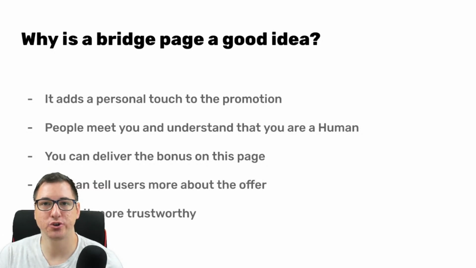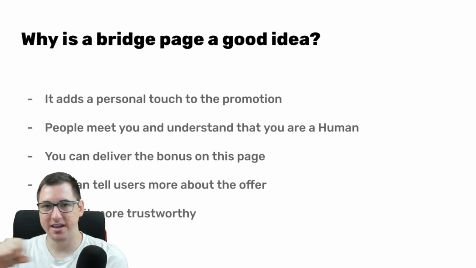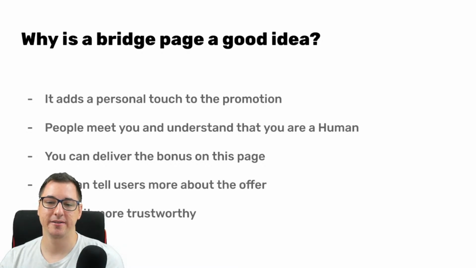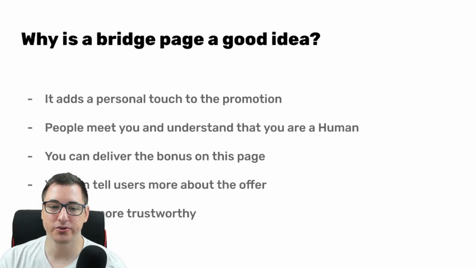So this bridge page could work as a download page. You could use that as a download page as well. You can just say, if you see here below, you can see a text link. You click on it and you can download the freebie that I offered earlier. It's just a very simple one-click. You could also tell users more about the offer. You can tell more about the affiliate link and what you want to do with that.